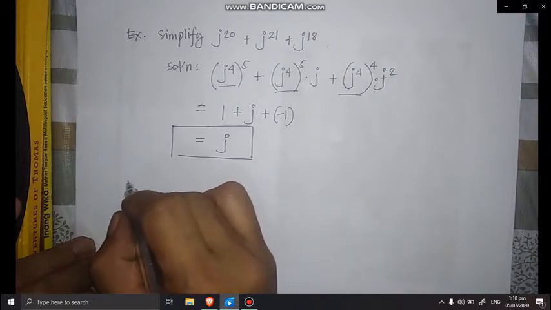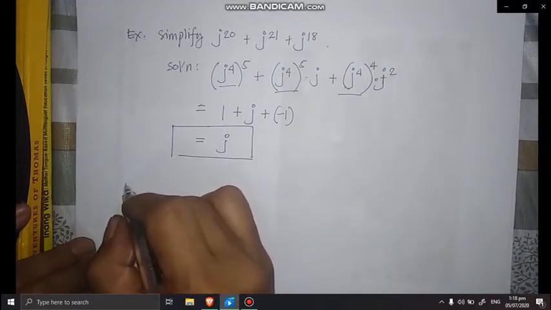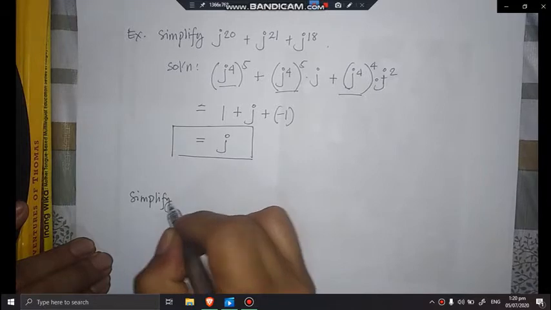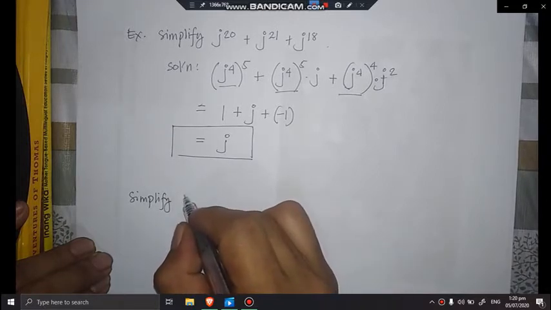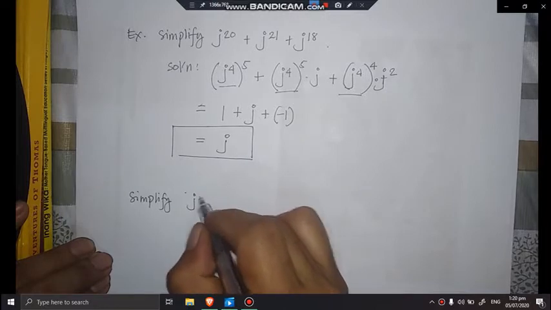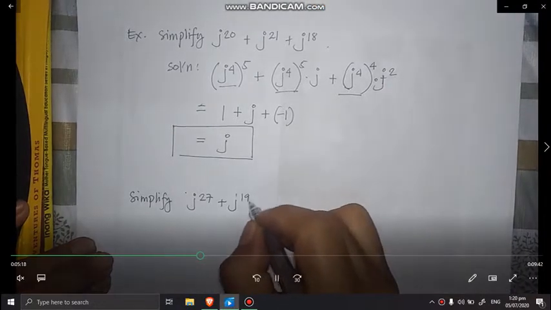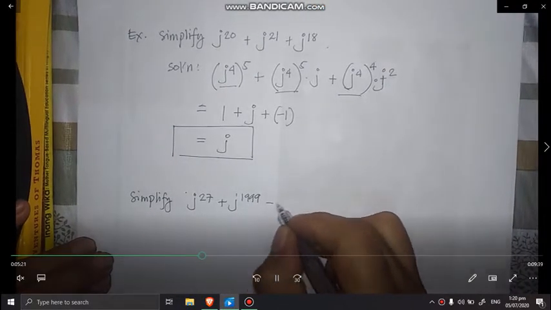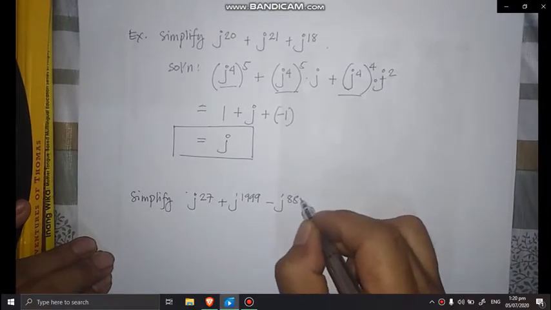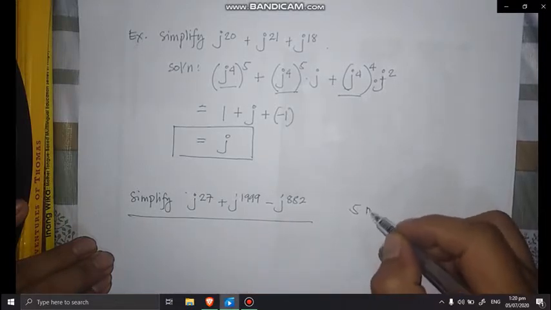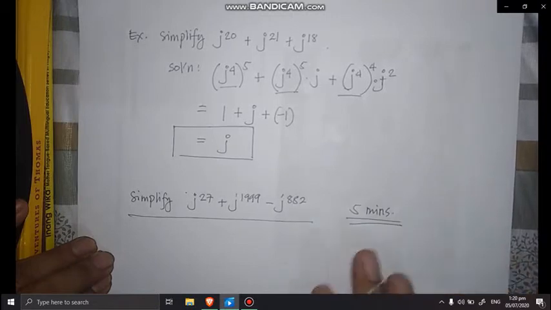Now, try to solve this problem. It's your turn. Try to simplify the expression here. Take note, guys, you have to pause your video and try to answer this problem. Simplify J raised to 27 plus J raised to 1999 minus J raised to 882. Now, I will give you 5 minutes to answer the problem here. Take note, you have to pause your video and solve this problem. You will be given 5 minutes only.